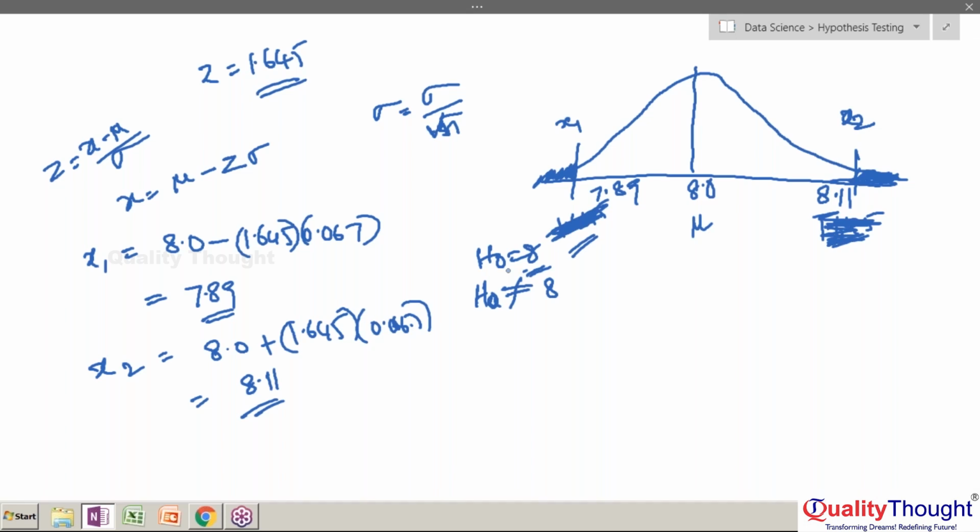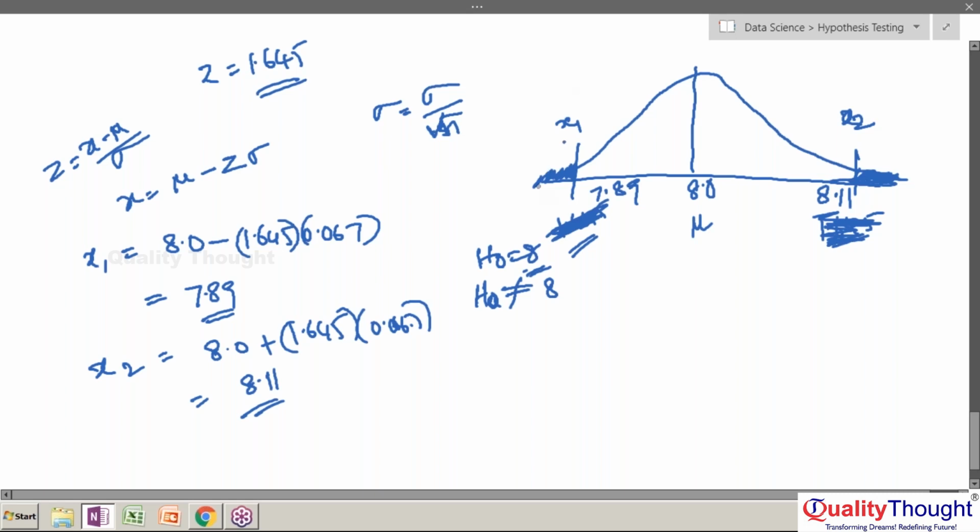So here, if it is either 7.89 or less, or 8.11 or more, then reject the null hypothesis. Understand or not? If it is less than, this is the rejection region. If the result falls under this part, you have to reject. Otherwise, if it falls under this part, you are going to reject as well. Right?